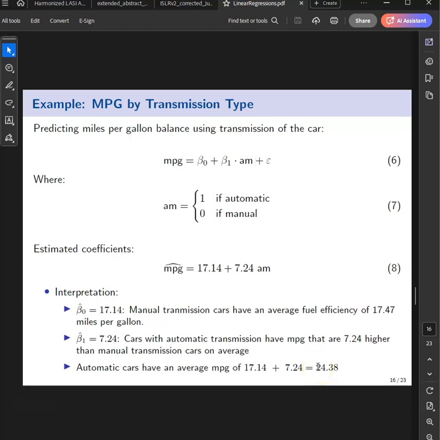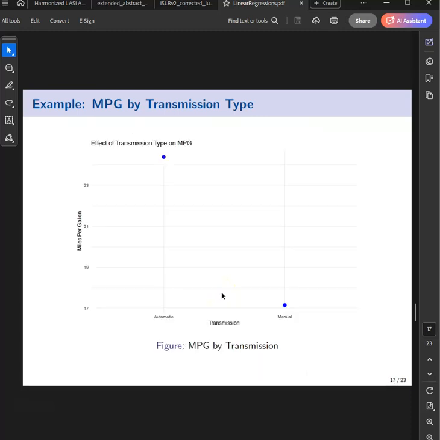So if you want to look at the total MPG of automatic transmission cars, you need to take the baseline and add the difference to that as well. So beta naught plus beta 1. And this is what we get over here. So this is 17.14, which is the beta naught. And you can see that the estimated effect of being automatic transmission is somewhere over here. This difference is 7.24.